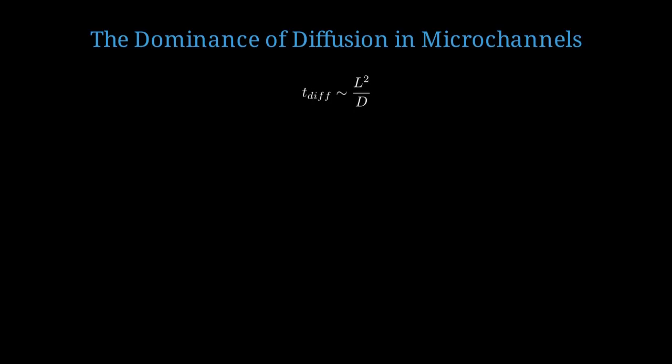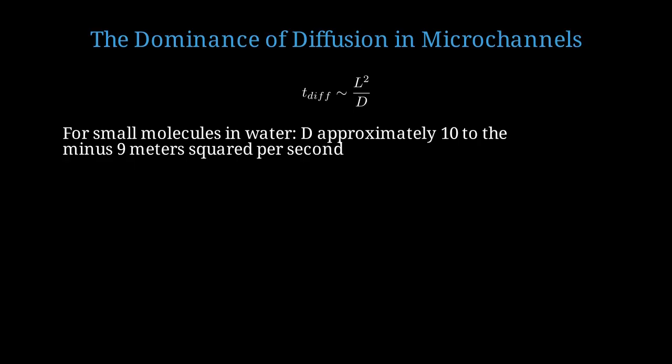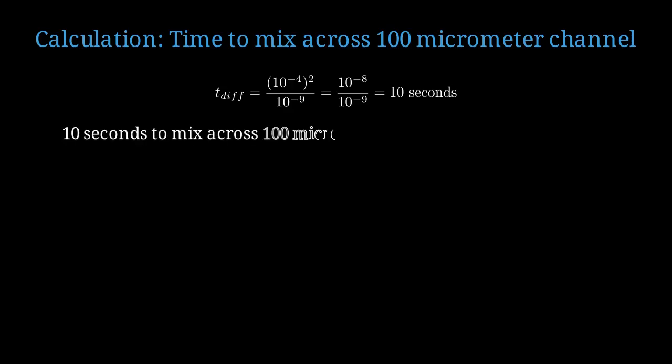The diffusion time scales as L² divided by D, where L is the distance molecules must travel and D is the diffusion coefficient. For typical small molecules diffusing in water, the diffusion coefficient is about 10^-9 square meters per second. Let's calculate how long it takes for molecules to diffuse across our 100 micrometer channel. (10^-4)² equals 10^-8. Divided by 10^-9 gives us 10 seconds. It takes 10 seconds for molecules to diffuse across just 100 micrometers.